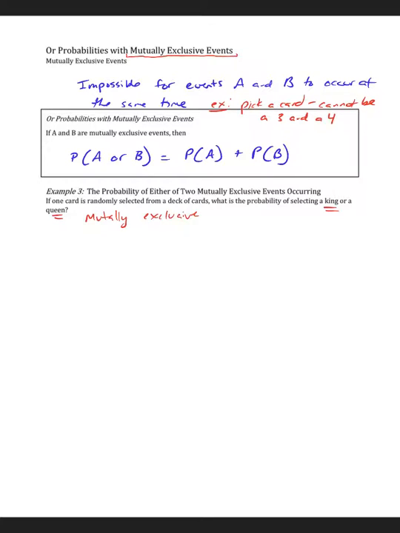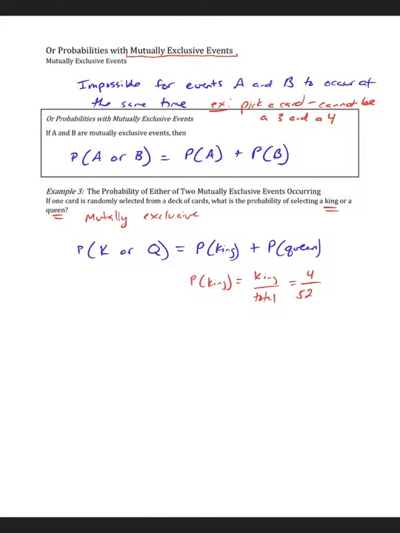So what we have to do is use the formula. We want to find the probability of a king or a queen, which means we need to find the probability of getting a king and add it to the probability of getting a queen. With the deck of cards, let's do some side work. We want to find the probability of getting a king, so the number of kings over the total number of cards. We know there are 4 kings in a deck out of a total of 52, which simplifies to 1/13.